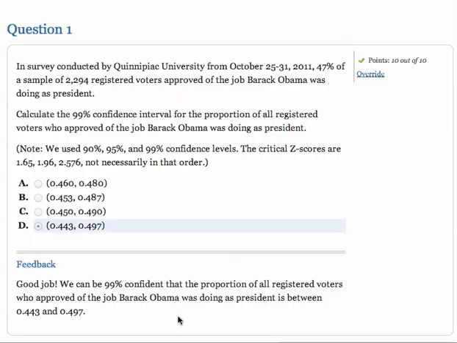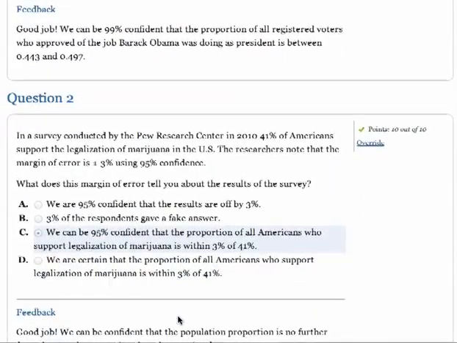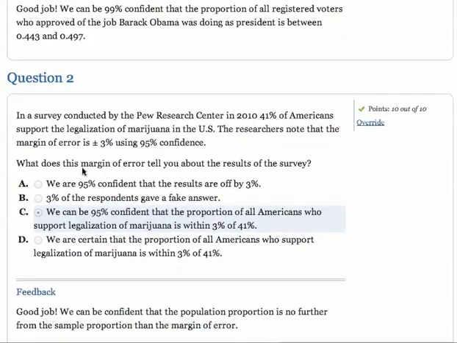Anyway, I'm looking at your attempt. The first question you got right, so that's very good. I know that you know how to calculate confidence intervals. You also got the second question right. Very good. You know how to interpret the margin of error. It's very good.